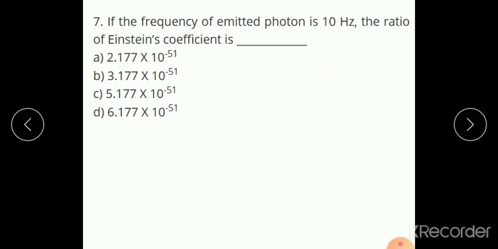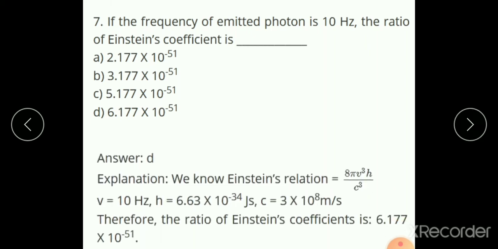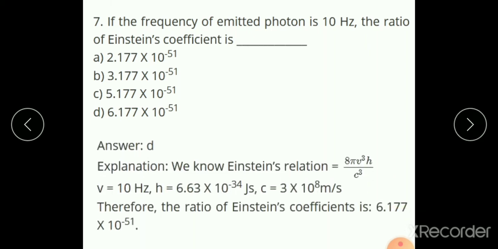Sixth one. If the frequency of the emitted photon is 10 Hz, the ratio of Einstein's coefficients is: option A, 2.177 into 10 raised to minus 51; B, 3.177 into 10 raised to minus 51; C, 5.177 into 10 raised to minus 51; D, 6.177 into 10 raised to minus 51. Option D is the right answer.